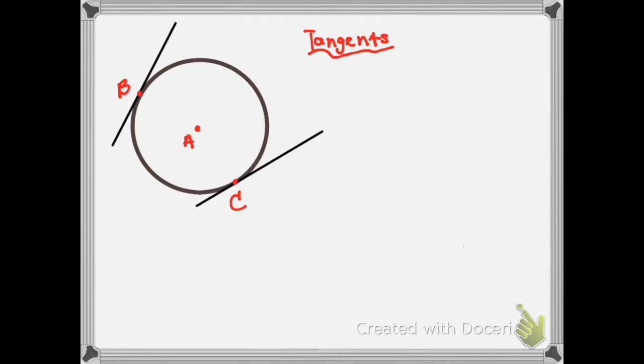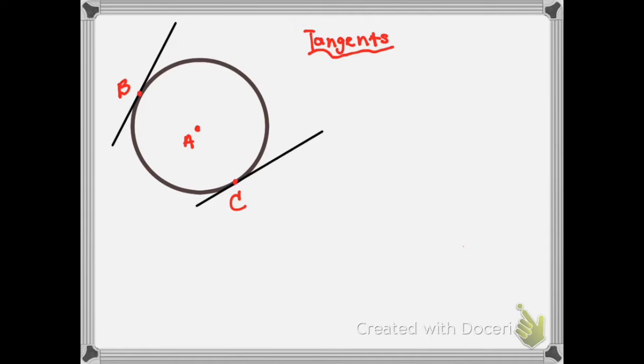So here we have a circle, and we're going to be talking about tangents, okay? So a tangent is simply a line that intersects a circle one time, okay? This definition is already on your paper. So here we have two tangent lines intersecting the circle once.